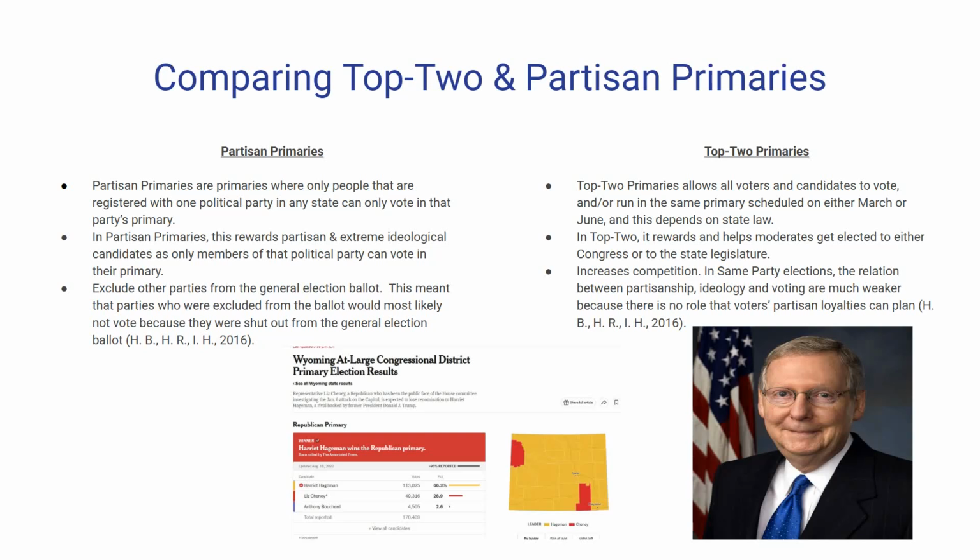So overall, top two primary systems are primaries where all voters and all candidates vote in just one primary, no segregated or mini primary elections happening, and partisan primaries are separate individual private mini elections where parties only allow members of their political party to vote in that party's primary to decide who represents them in the general election. And that's the key difference between top two and partisan primaries.